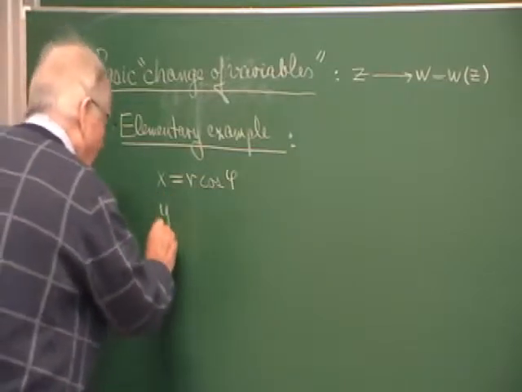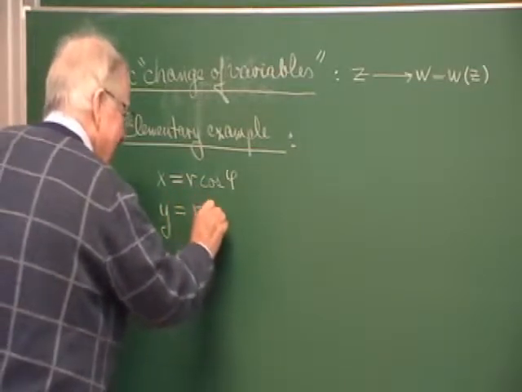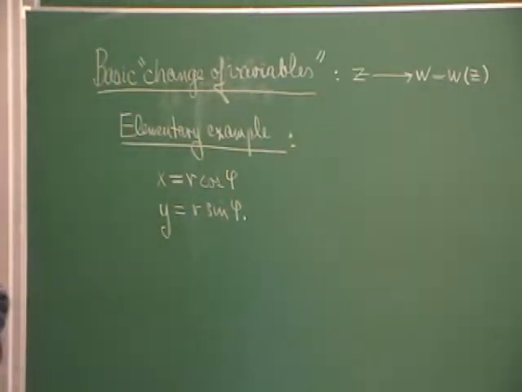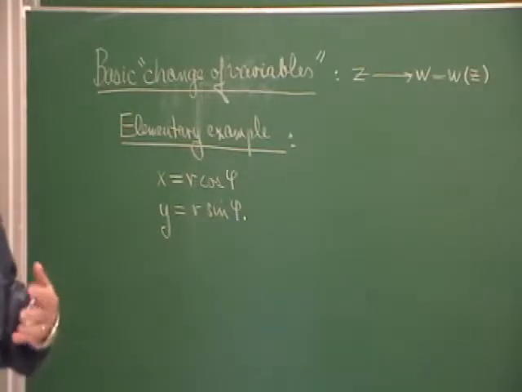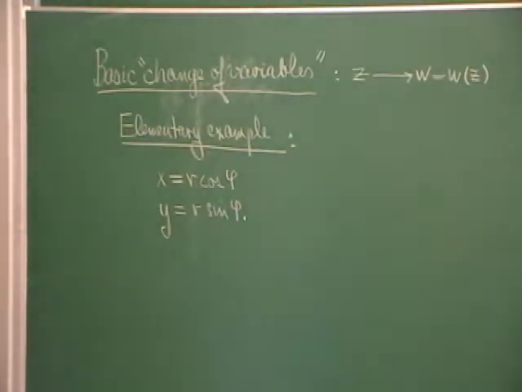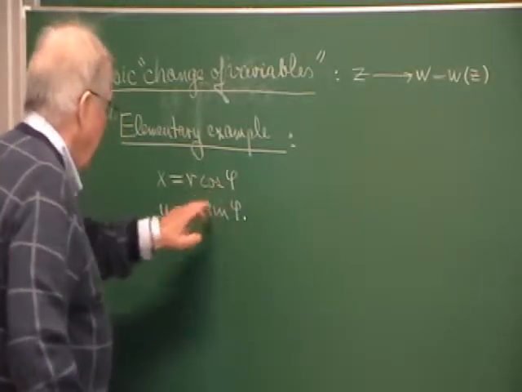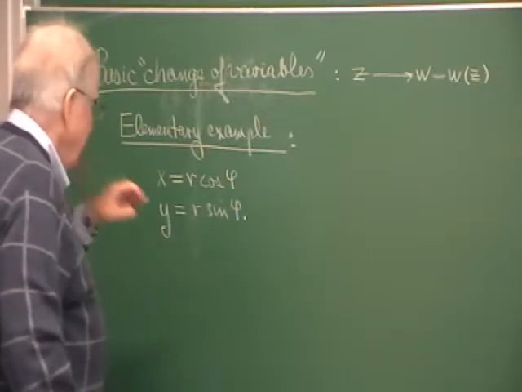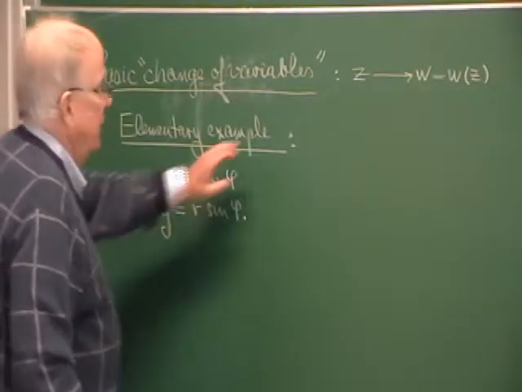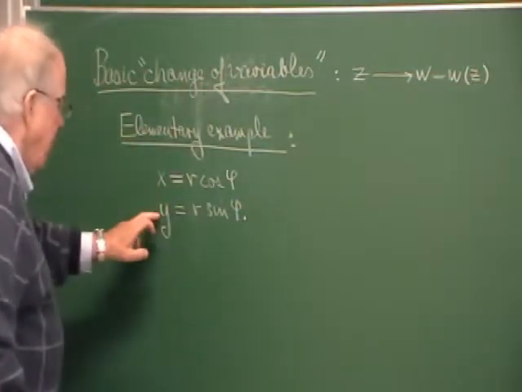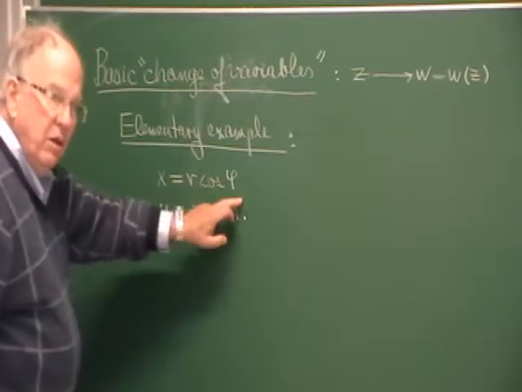And y equals r sine phi. Right? Now, if you wish, and that was my point last time, and I will reiterate it, you could consider this as just a formal thing. There are, in fact, well, maybe cosine is defined. 1, 2, 3, 4 things. So this is a change of variables, w equals w of z. This is the change of variables: x and y are functions of r and phi.